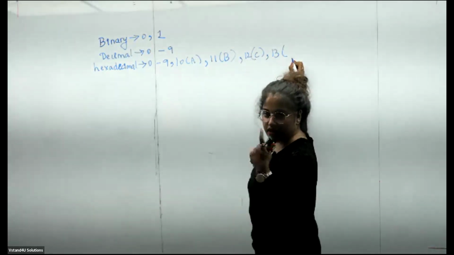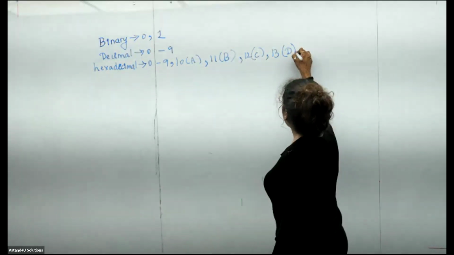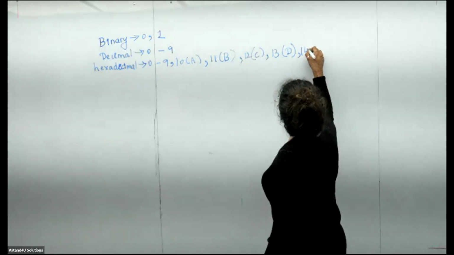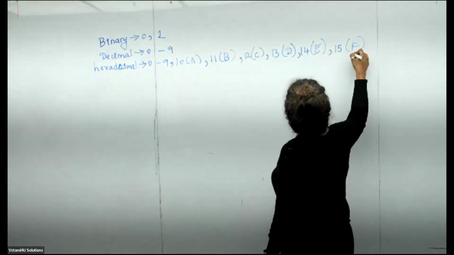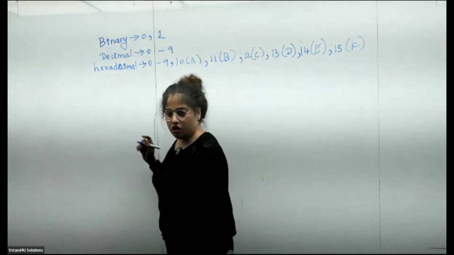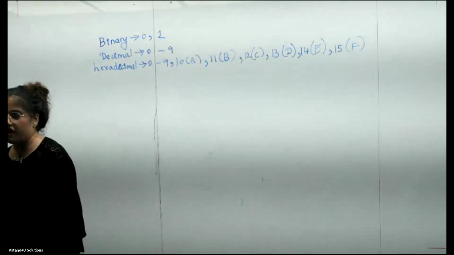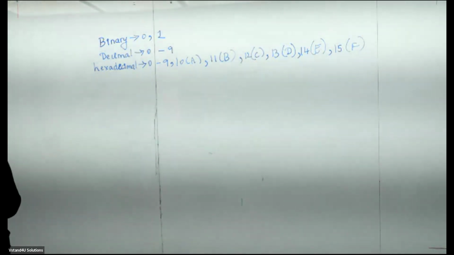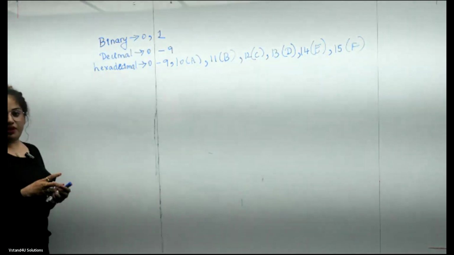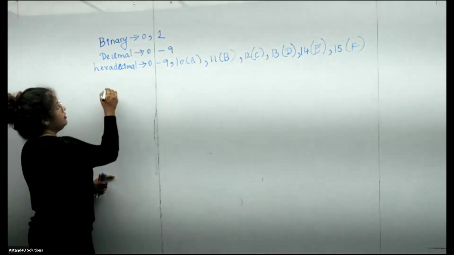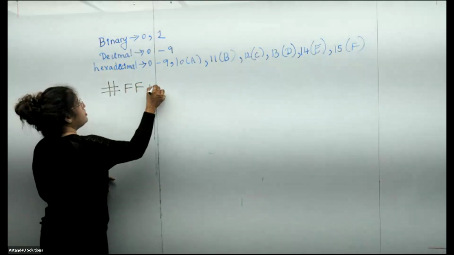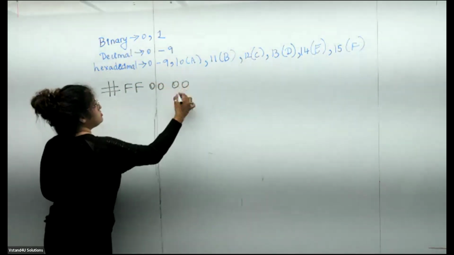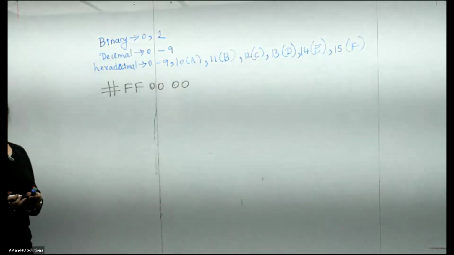C, D, E. These are alphabets. 14 is E, 15 is F, correct? Yes. So you got to know the difference between binary value, decimal value, and hexadecimal value. Now, for an example, let me consider I have this hexadecimal value FF0000.